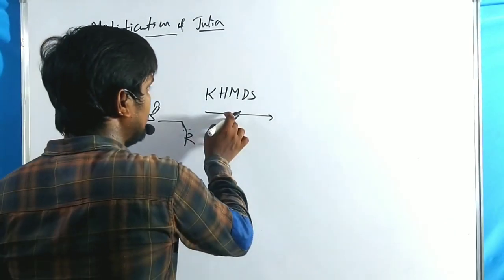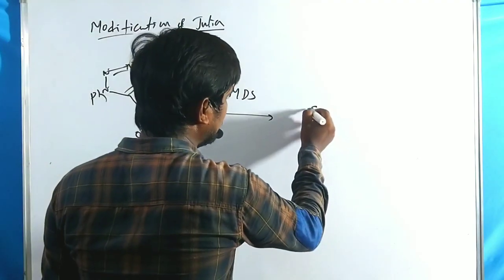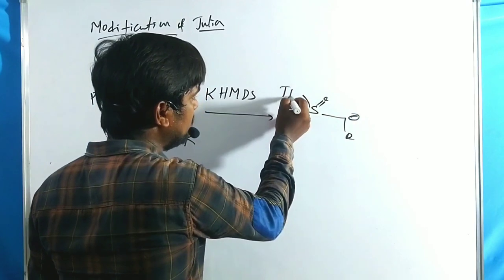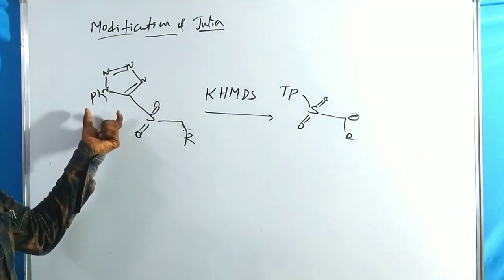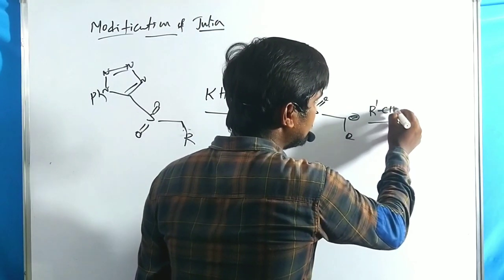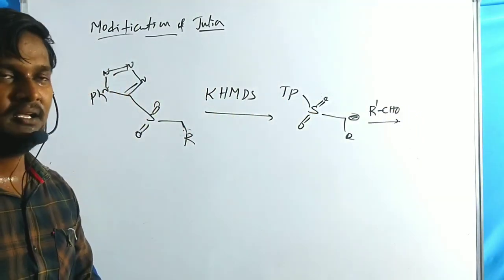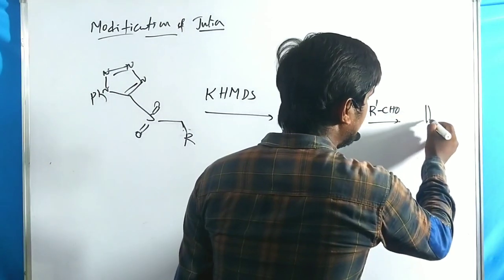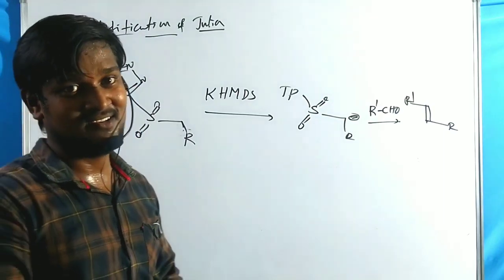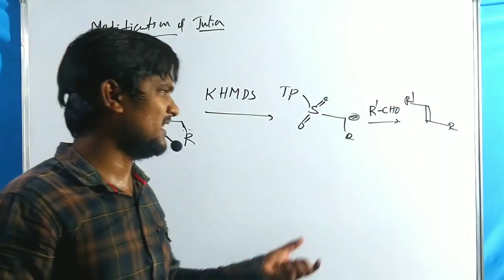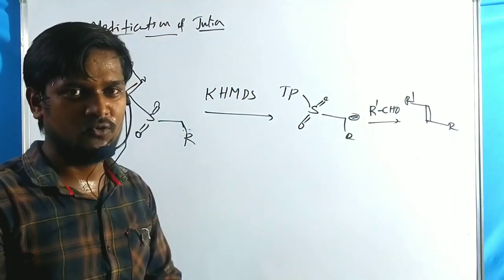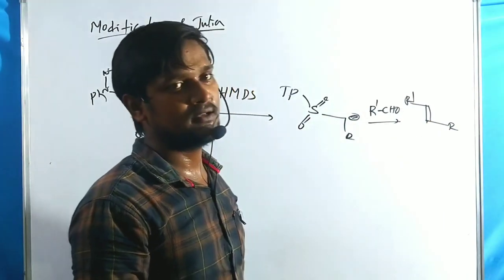So here, by using the KHMDS, it becomes S double bond O, with R and here the tetrazole group. Let us represent it simply as TP. In this case we used an R dash aldehyde, simply aldehyde, and it directly gives the olefin, without addition, acylation, reduction. We don't go for those three steps. Directly it cuts from three steps to one step and gives the corresponding olefins.